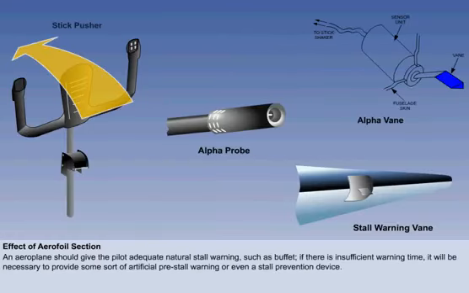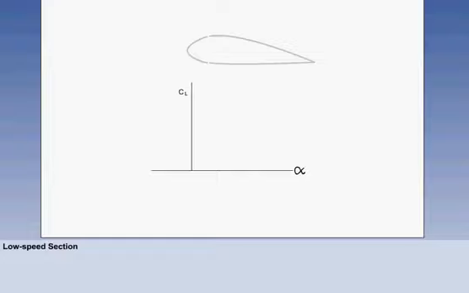In general, an aeroplane should not stall too suddenly, and the pilot should have adequate warning of the approach of the stall by means of natural warnings, such as airframe buffet or decreasing control effectiveness. If, however, a particular wing design is likely to stall too abruptly, it will be necessary to provide some sort of artificial pre-stall warning, or even a stall prevention device. There are several features of an aerofoil section design that affect behaviour near the stall.